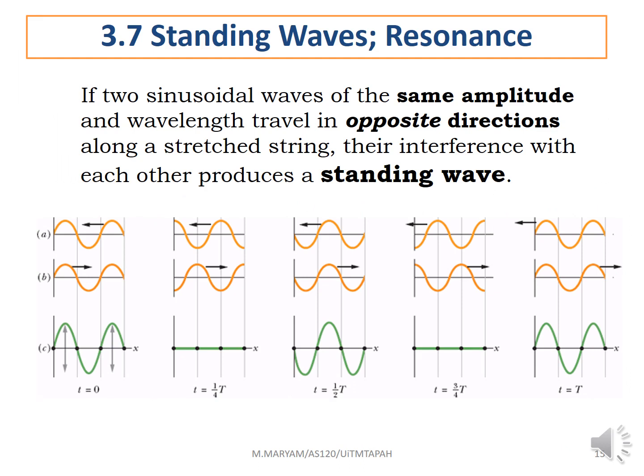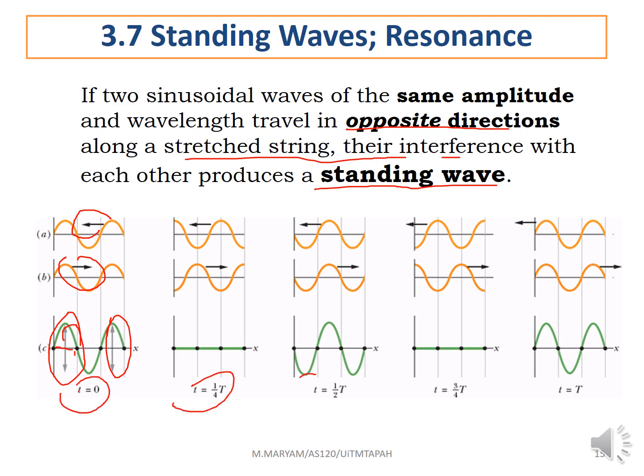Standing wave or resonance, that is the next subtopic. If two sinusoidal waves with the same amplitude and wavelength travel in opposite directions, as you can see in the figure, in part A it moves to the left and in part B it moves to the right, then their interference with each other will produce a standing wave, as you can see in part C. This is what we call a standing wave. Each point represents a node or antinode, and I will show the detail in the next slide.